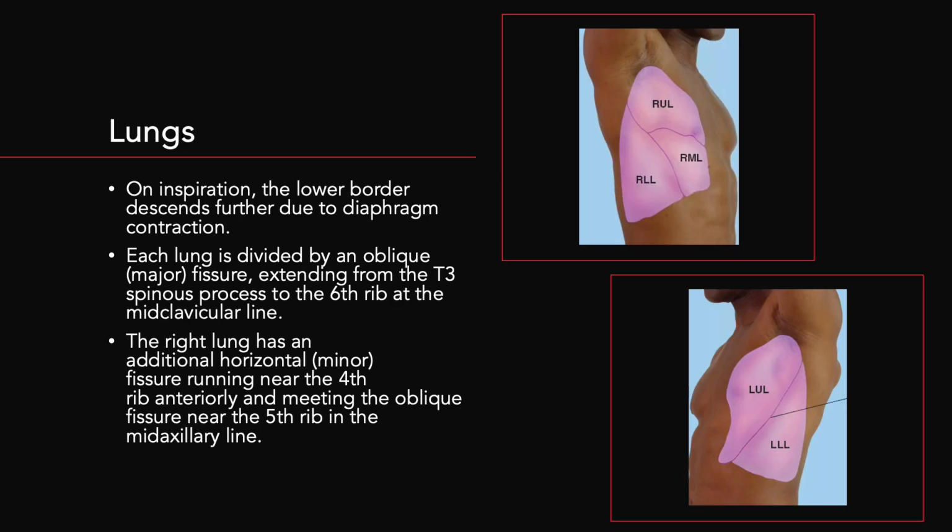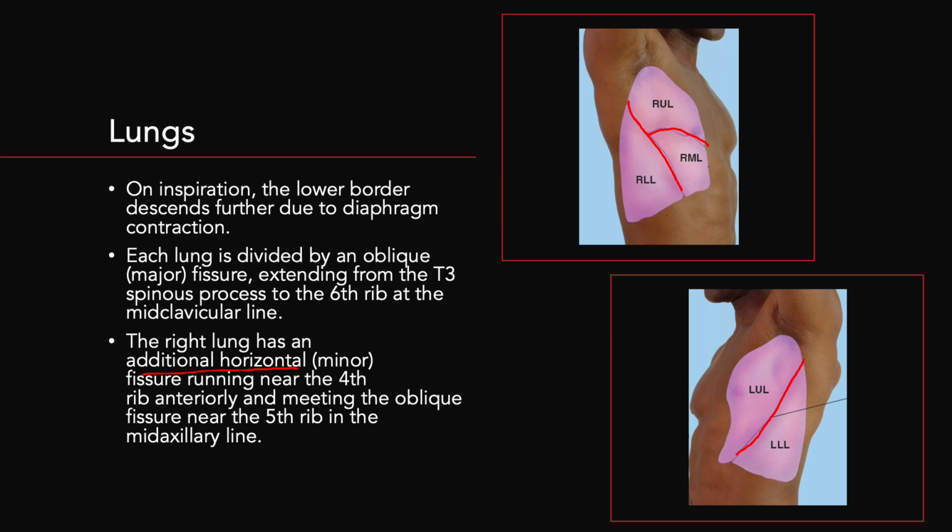So when we start to think about the division of our lungs into lobes, these fissures are what cause that to happen. So each lung has an oblique fissure that usually extends from T3 down to the 6th rib, okay, at the mid-clavicular line. So it wraps around on both of these. And then on our right lung, we have an additional horizontal fissure running near the 4th rib anteriorly and meeting the oblique fissure near the 5th rib in the mid-axillary line. So that's this guy right here. All right.